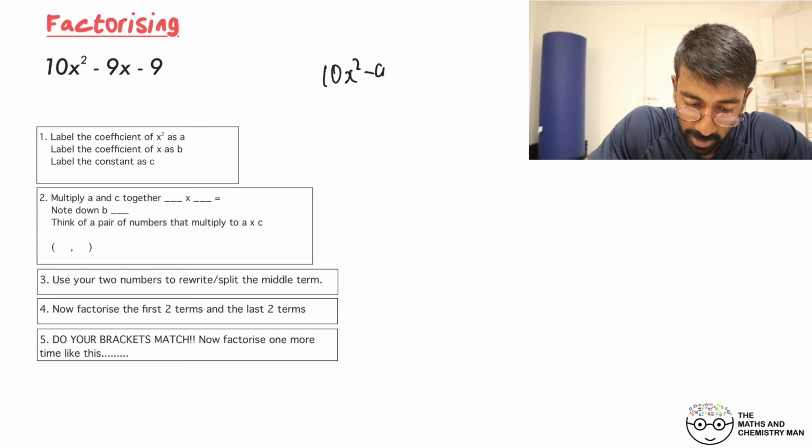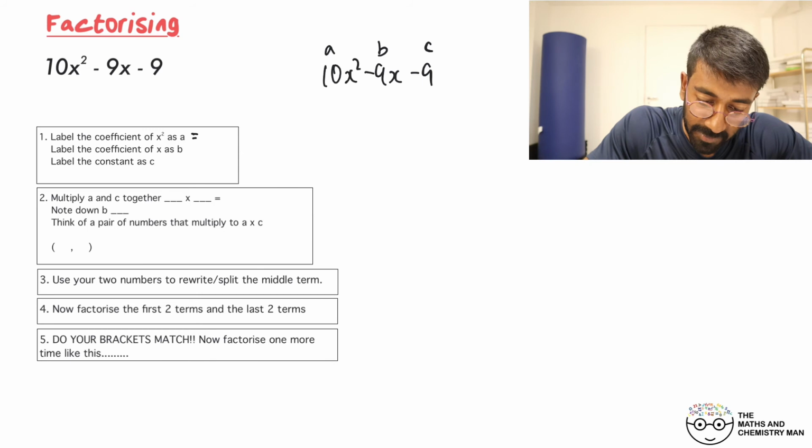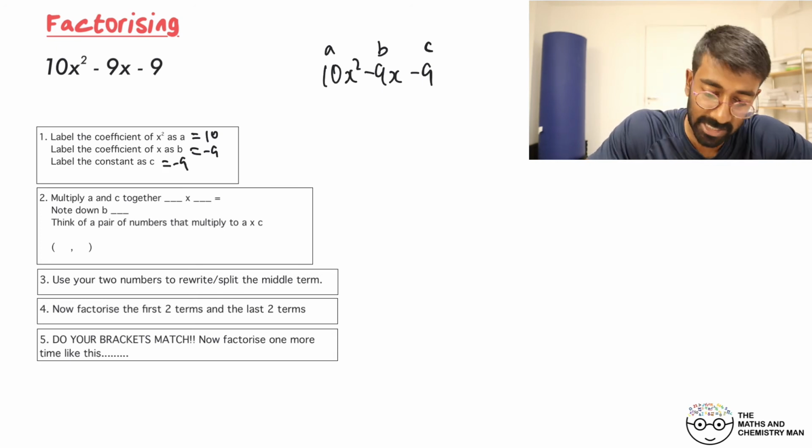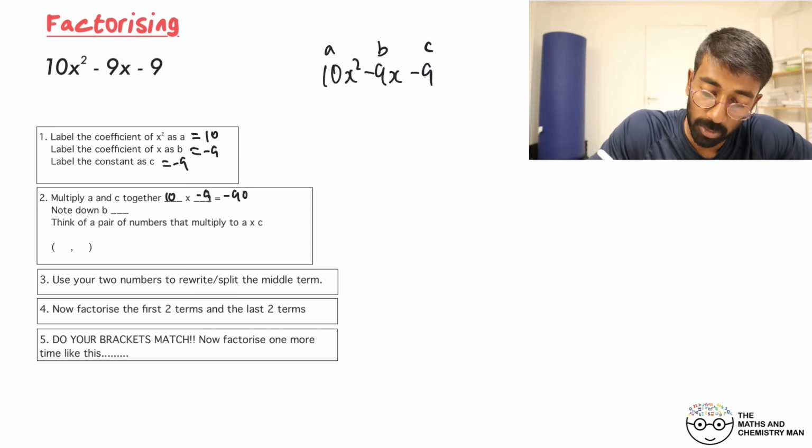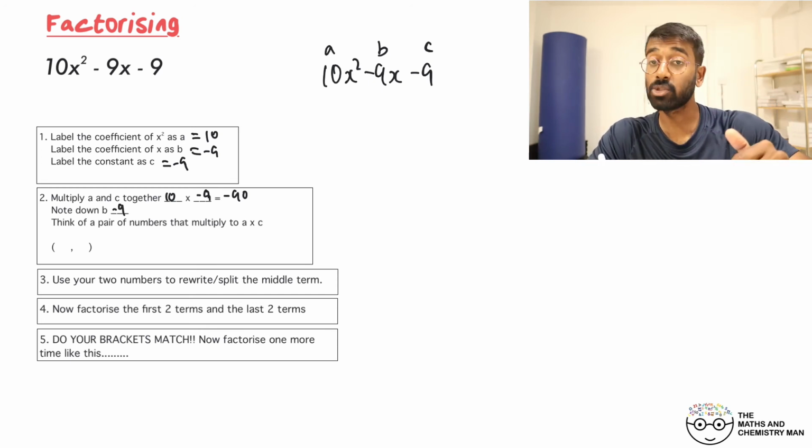So we've got 10x squared minus 9x minus 9. So A, B, and C again. A this time is going to equal 10, B is going to equal minus 9, and C is also going to equal minus 9. Great. Multiply A and C together. That there is going to be 10 times by minus 9, which is minus 90. And make a note of what B is. B is minus 9.